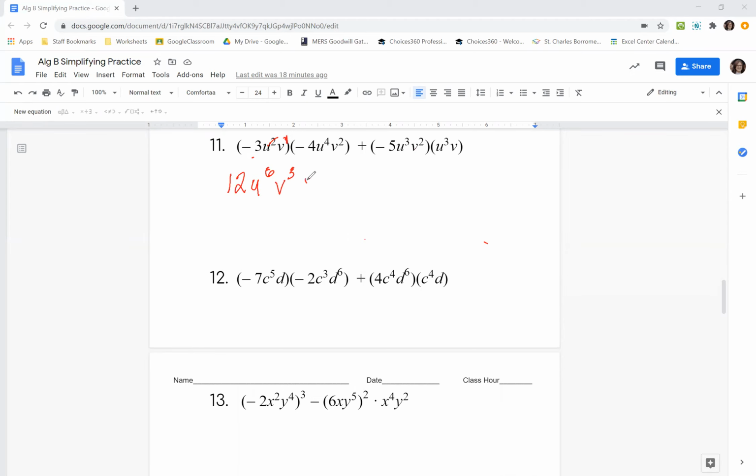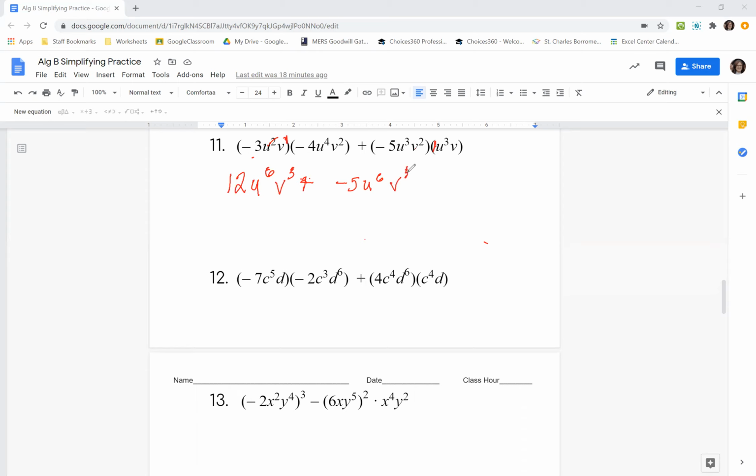Okay, and then we have plus -5. This is just a 1, right? So plus -5. U cubed times u cubed is u to the 6th. V squared times v is v to the 3rd.